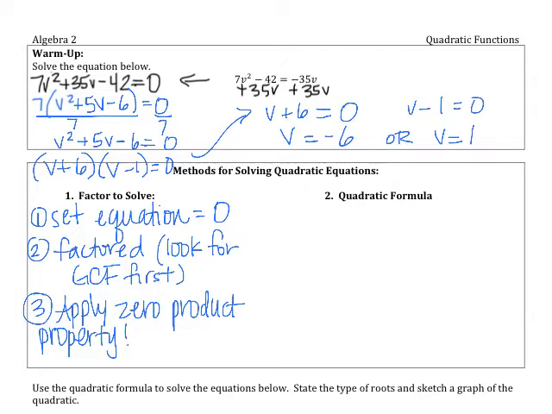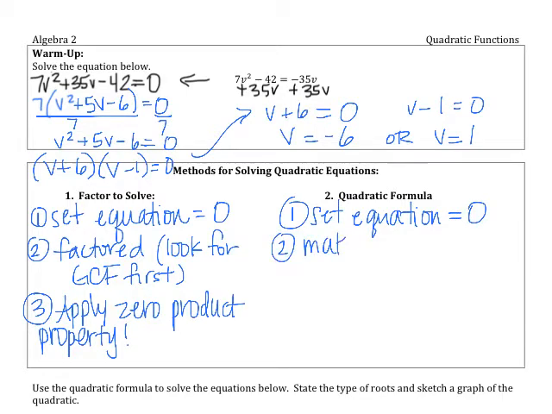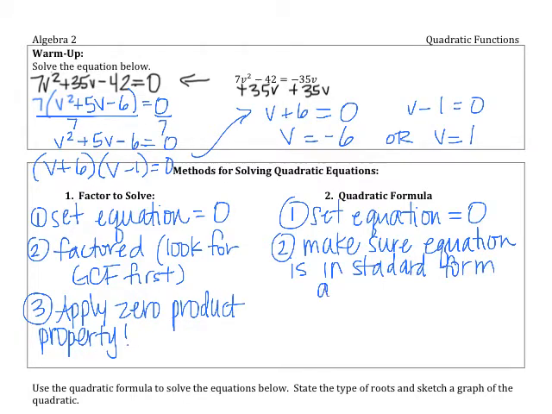So to use the quadratic formula, our first step is going to be the same. Our first step will be set the equation equal to 0. We want to make sure that our equation is in standard form. And remember that standard form was ax squared plus bx plus c.